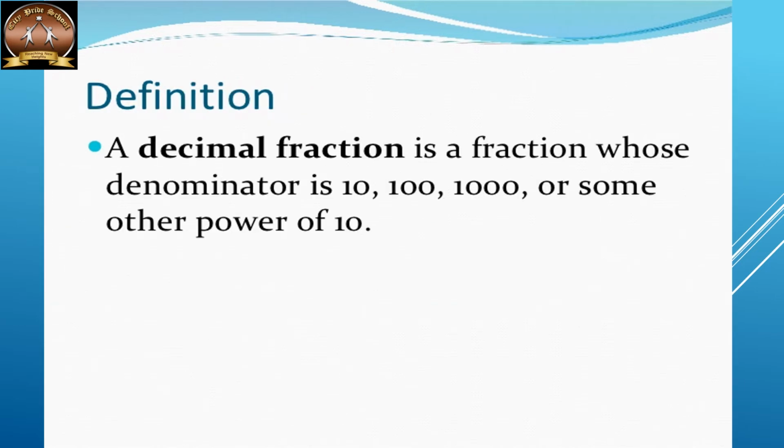Okay, definition, let's see. A decimal fraction is a fraction whose denominator is 10, 100, 1000, or some other power of 10. Power of 10 means what? 10 into 10, 10 multiplied 2 times, becomes 100. If you multiply 10 3 times it becomes 1000. So 10 square is 100, 10 cube is 1000, that we will learn slowly. So the decimal fraction always has the denominator in the power of 10.